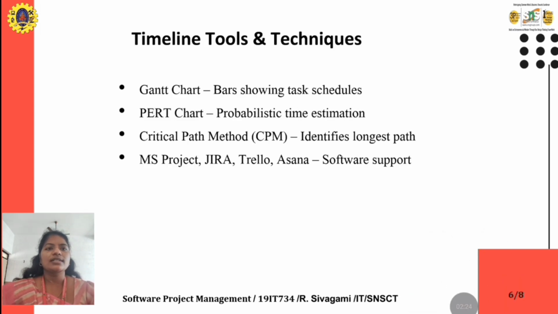The next one is timeline tools and techniques. Here I give some tools and techniques for our timeline management. Gantt chart: in this technique, bars show the task schedules. And then bar chart, critical path method. Here some tools I have given: MS Project, Jira, Trello, Asana. These are all software support tools.